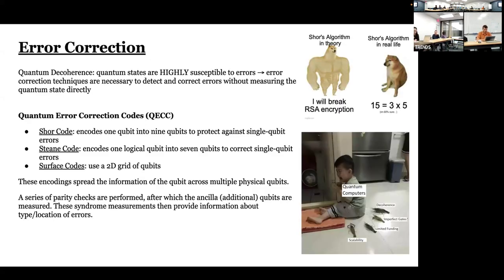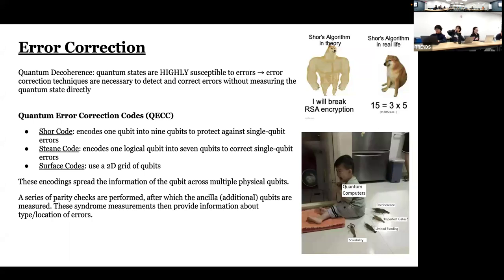Error correction: you mentioned quantum decoherence earlier, but quantum states are very highly susceptible to errors. So error correction techniques are necessary to detect and correct these errors without actually measuring the quantum state, because that causes it to collapse. So there are these quantum error correction codes. Shor himself has a code which encodes 1 qubit into 9 qubits. Steane's code encodes 1 qubit into 7 qubits, and then surface codes, which are a new thing, I guess, use a 2D grid of qubits.